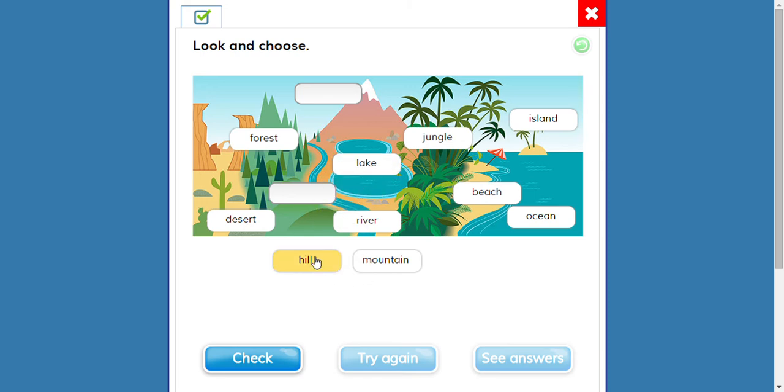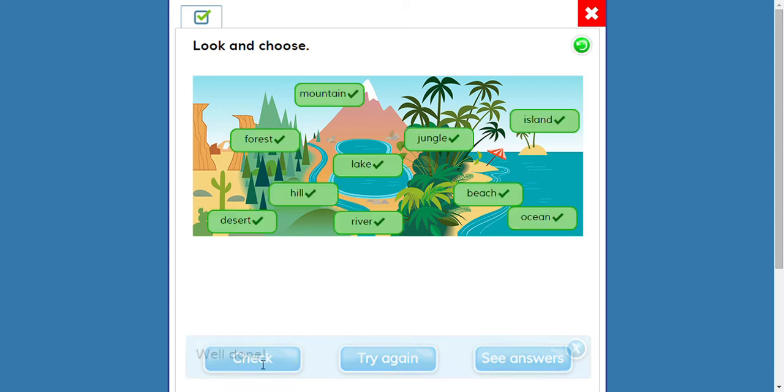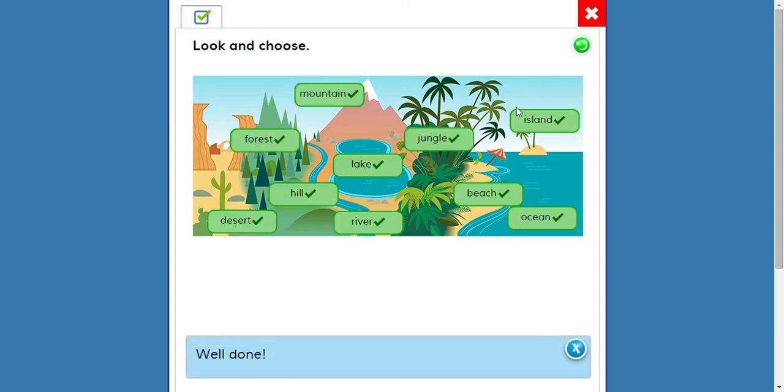And the hill here and the mountain over there. Now let's see if the answers are correct. One, two, three. Yes, no? The island, the ocean, the beach, the jungle, the lake, the river, the hill, the desert, the forest, and the mountain. So listen, with this vocabulary, we can work the comparative adjective.